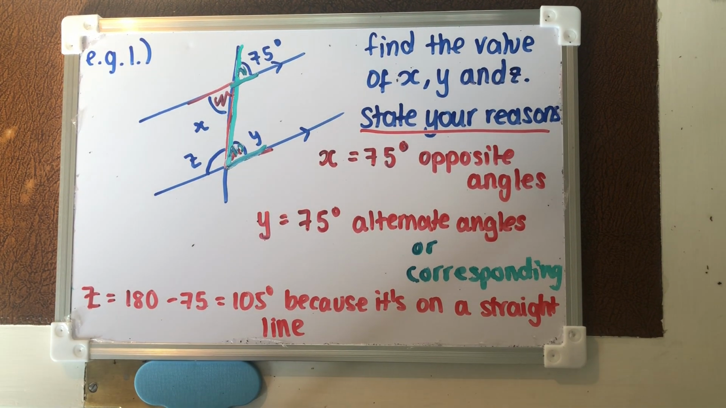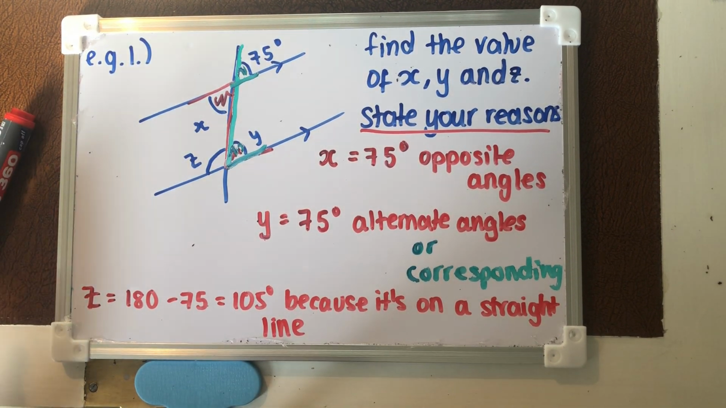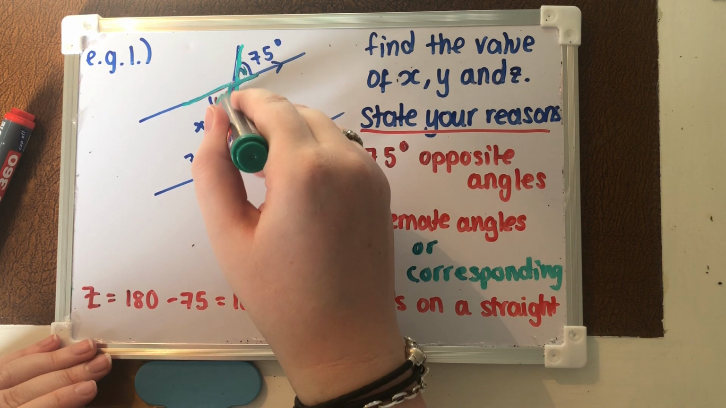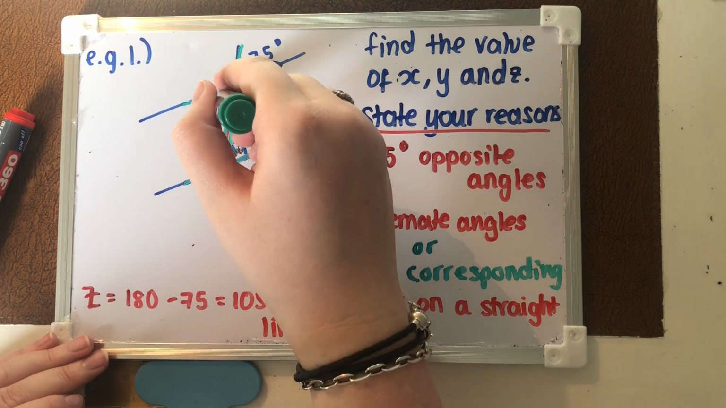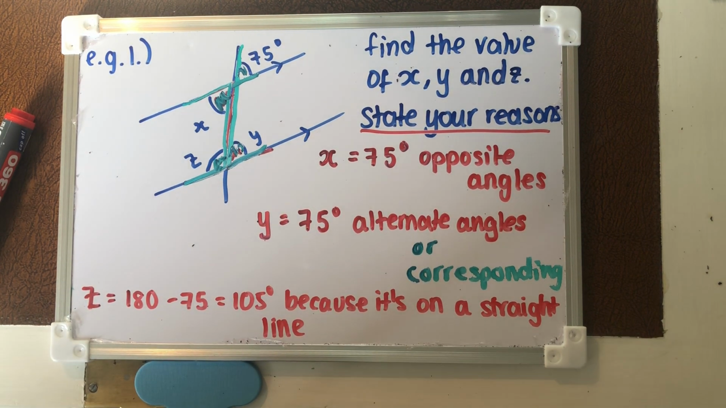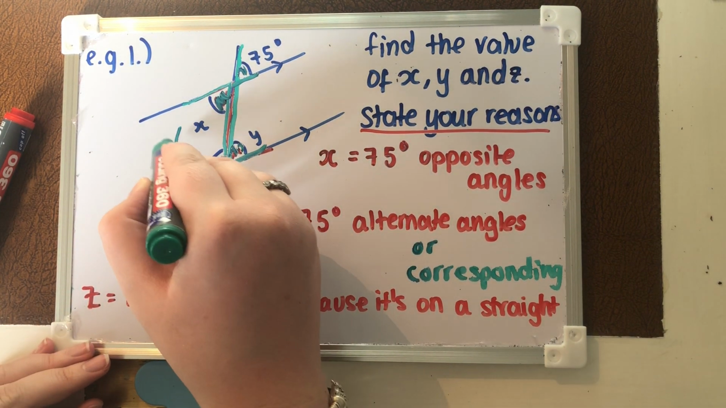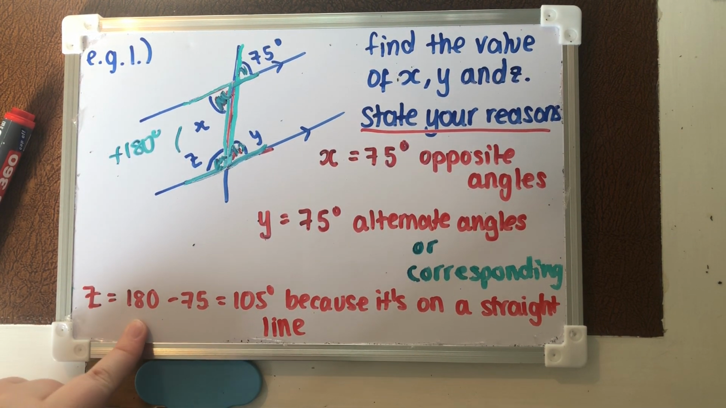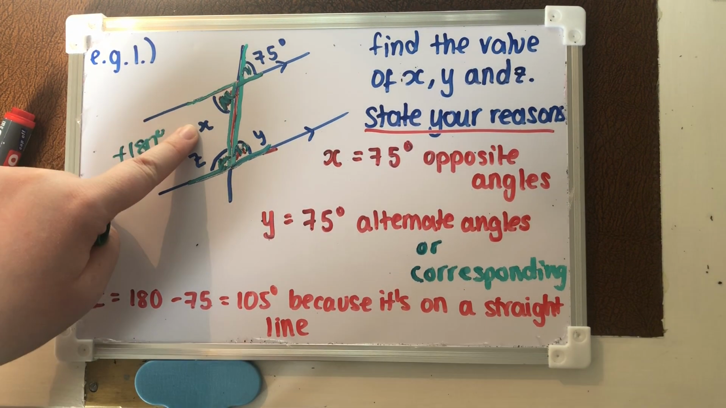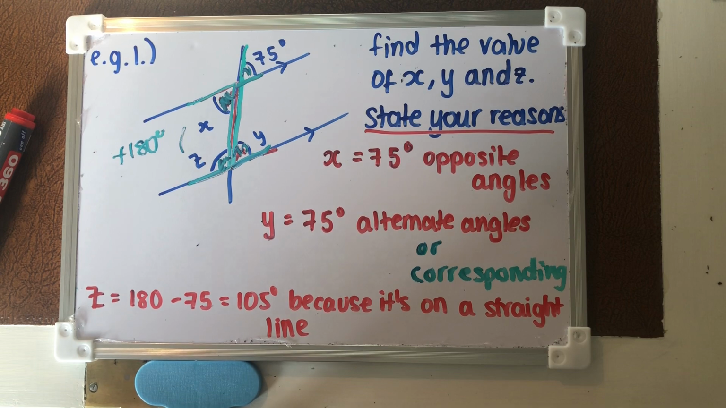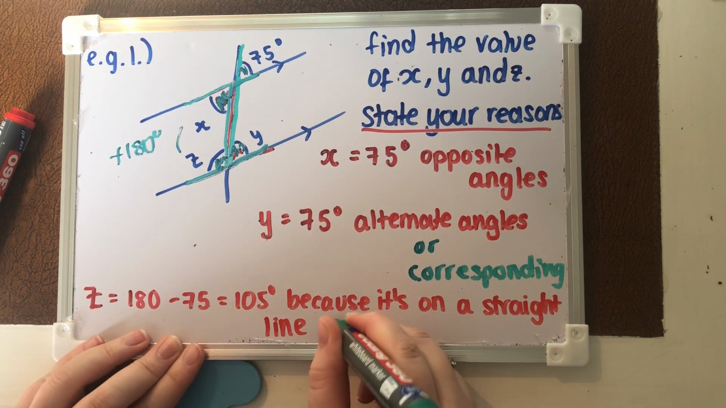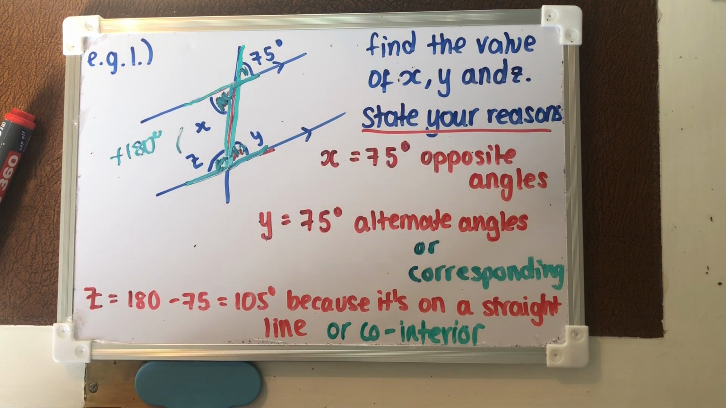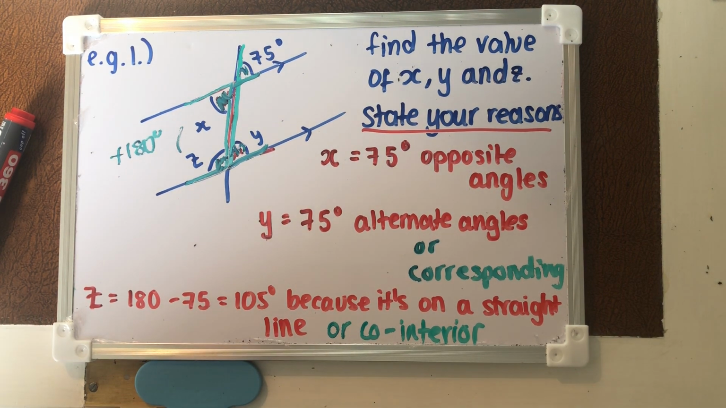Okay, if you wanted to use one of the rules that we've done today, you could have used the co-interior one. Okay, so if I had drawn a C shape this way, the angles X and Z are within those C's. Okay, so this is the rule where these two add up to 180 degrees. So similarly to what I've done here, it would be 180 take away 75, because we know that X is 75 from here. And then you've got the same answer. So I'll write that here, or co-interior. You could have used a posh word, you could have said supplementary, but either way, it'll be fine.